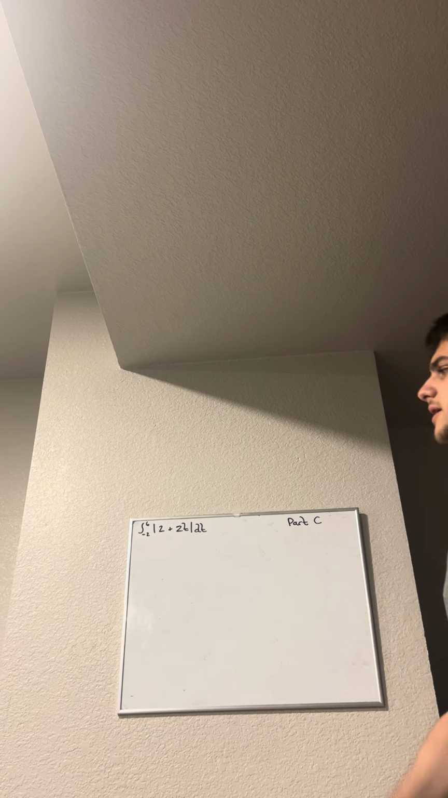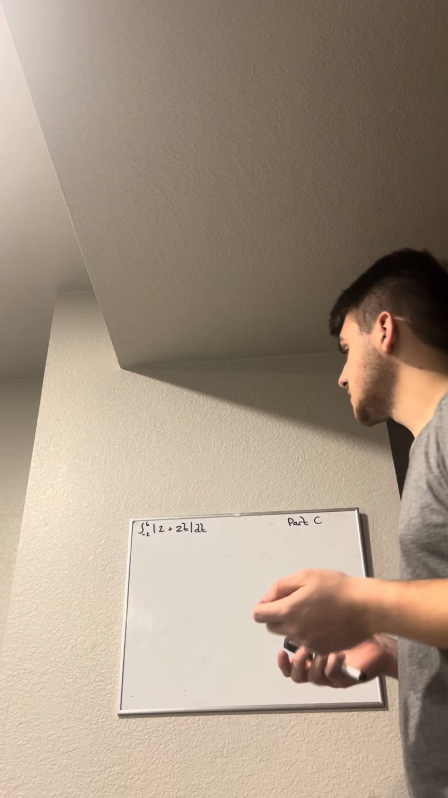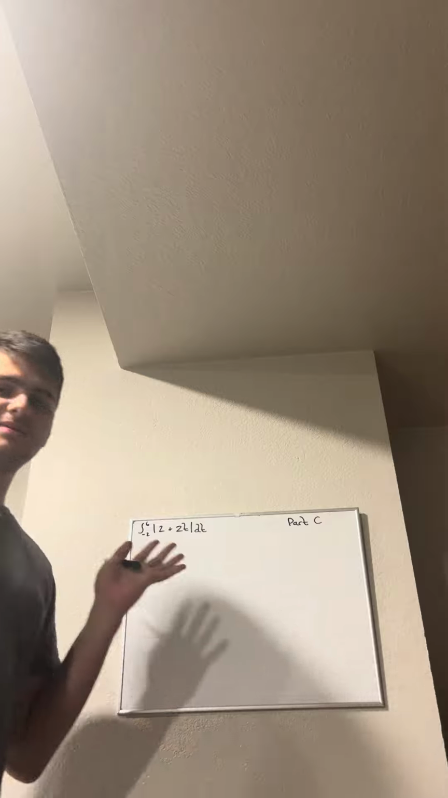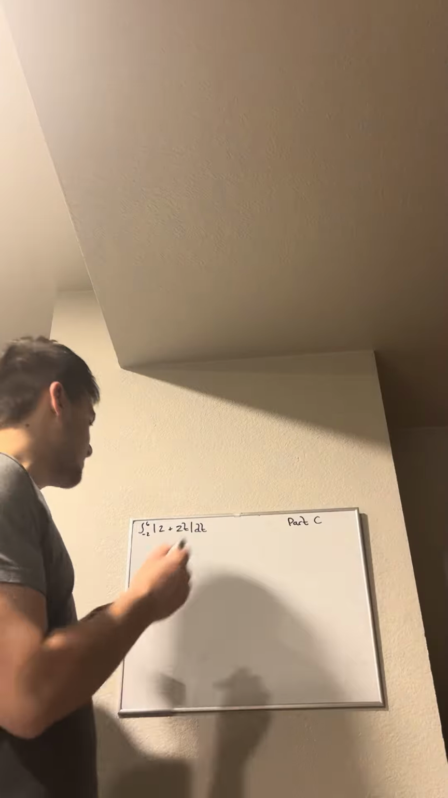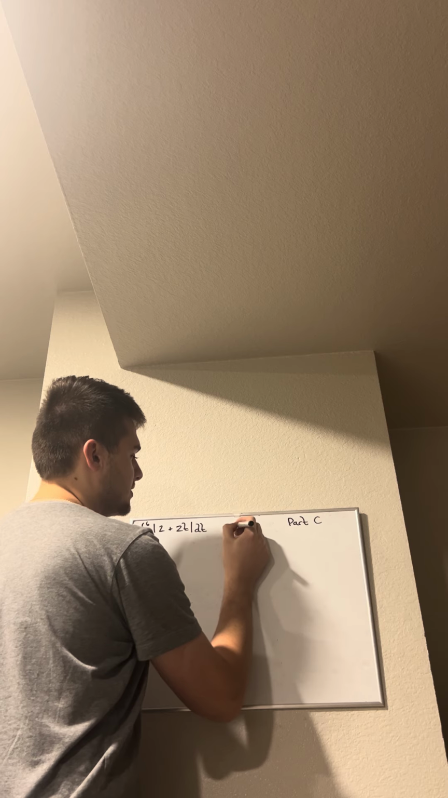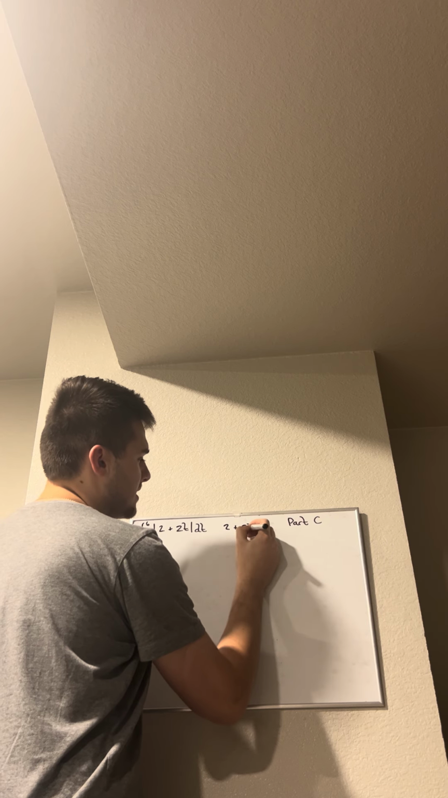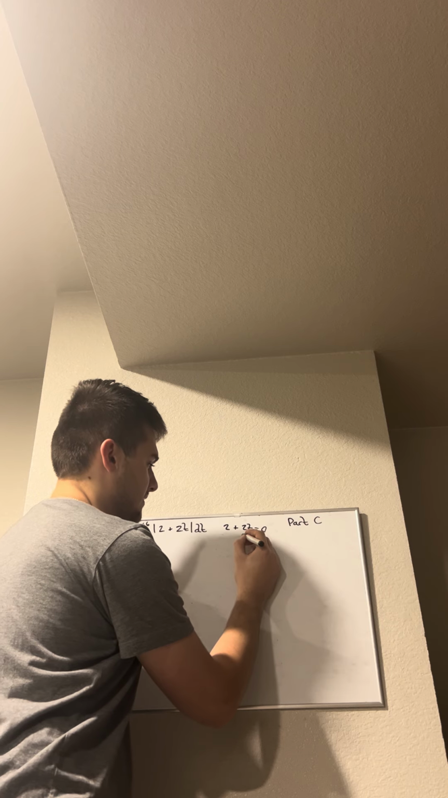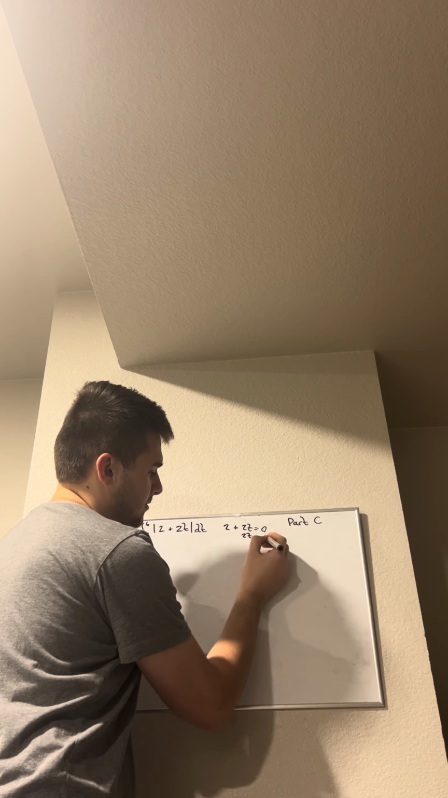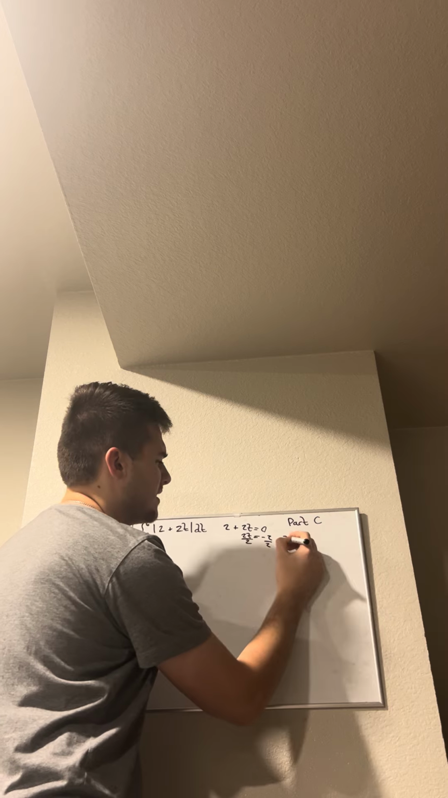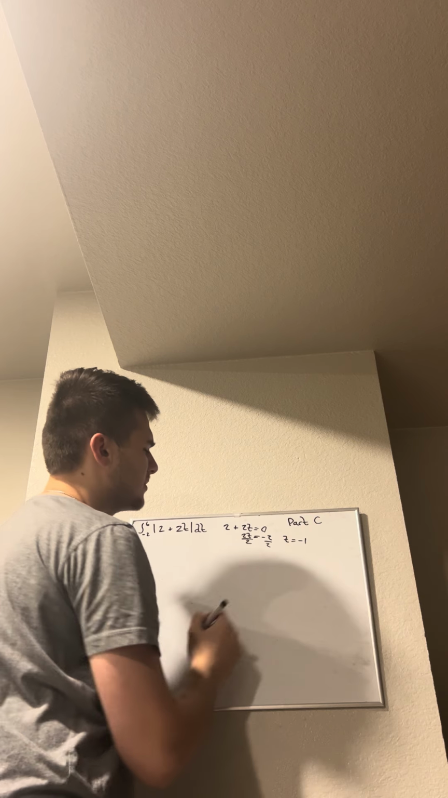So how do we approach this? First, given that this expression right here is an absolute value, what we want to do is set this equal to 0 and solve for t. So we do 2 plus 2t equals 0. And now we just solve for t. So we have 2t equals -2, divide both sides by 2. So t, in this case, equals -1.